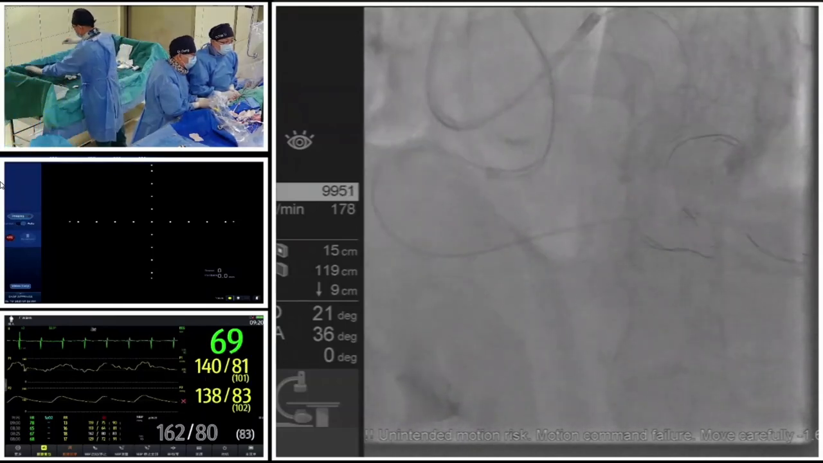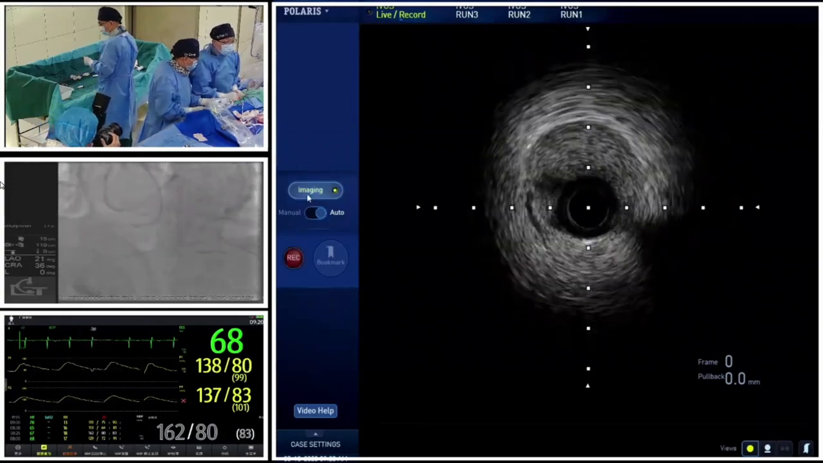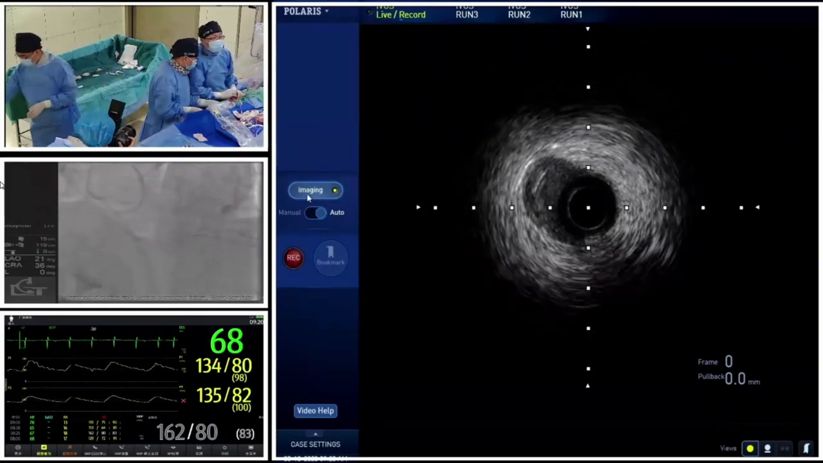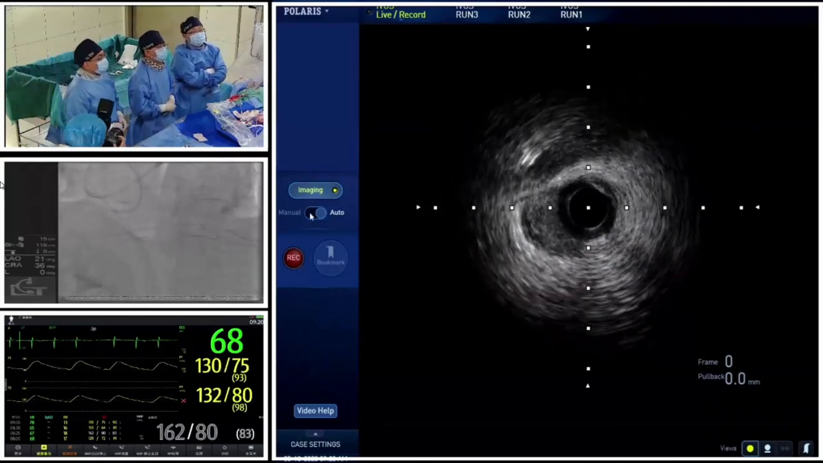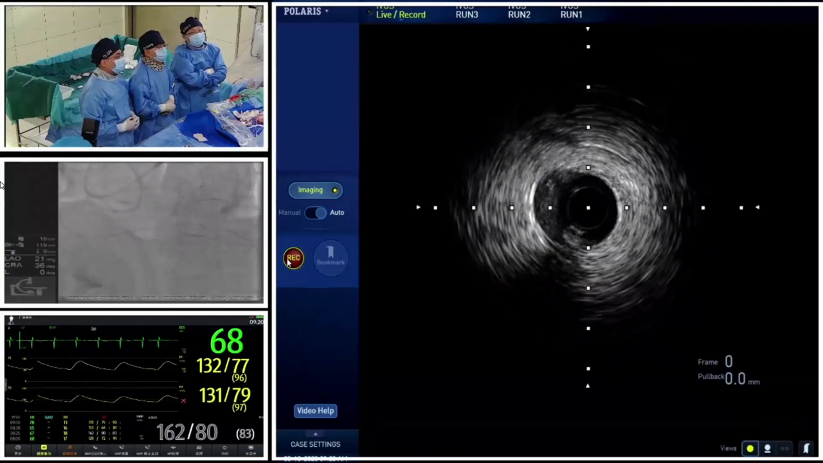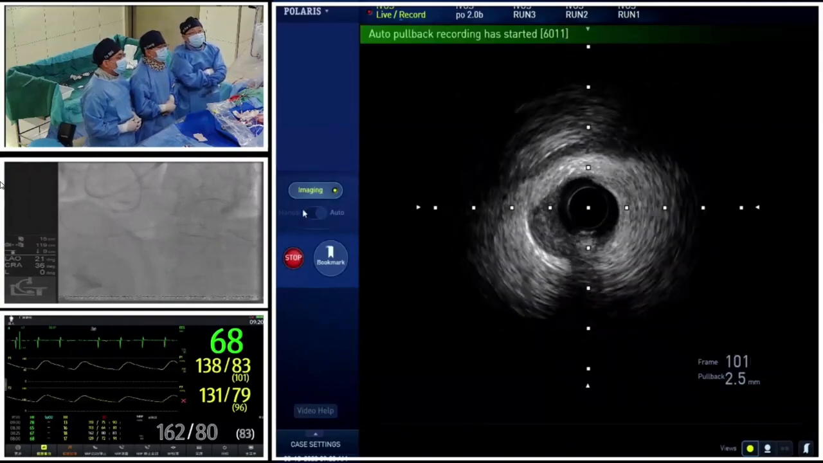Okay, I think the wire has already gone through. Okay, let's check the wire. Now we have gone into the distal treatment of the RCA, and now there is no doubt. Let's make a pullback.